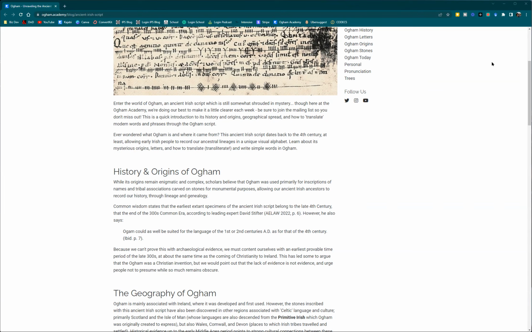Ever wondered what Ogham is and where it came from? This ancient Irish script dates back to the 4th century at least, allowing early Irish people to record our ancestral lineages in a unique visual alphabet. Learn about its mysterious origins, letters, and how to translate, or rather transliterate, and write simple words in Ogham.